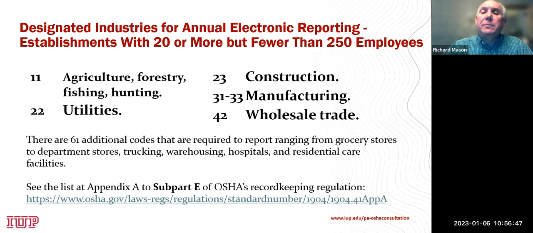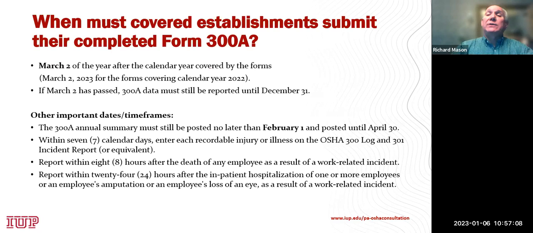These are mostly larger businesses, grocery stores, department stores, trucking businesses, warehousing, hospitals, residential care facilities, and other facilities that are listed. And that list appears at Appendix A, Subpart E, and here's a link to that. Okay, so when must covered establishments submit their 300A form? By March 2nd of the year. That hasn't changed. It's been the same since the second year. So for March 2nd of 2023, it's time to enter your 2022 data. If you miss that deadline, you still have an opportunity to put your data in until the end of the calendar year.